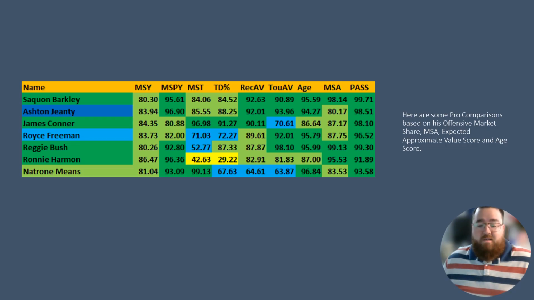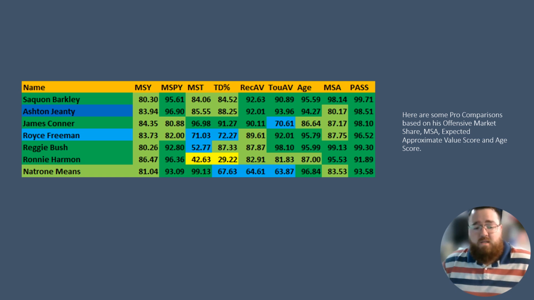In terms of his comparables, I went back and looked at all the running backs that tested similar to Jeanty from a data perspective. And these are the list of running backs right here: Saquon Barkley, James Conner, Royce Freeman, Reggie Bush, Ronnie Harmon, and Natrone Means. Now, the colors for these prospects: the dark green color is a 90th percentile back, so these are backs that were better than 90% of all NFL running backs. The green color represents 80th percentile or better. The lighter blue color represents at least above average, so like in the 50 to 70 range in terms of their production at the NFL level. And Jeanty's dark green color just represents he's a rookie.